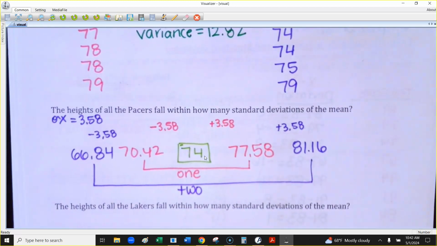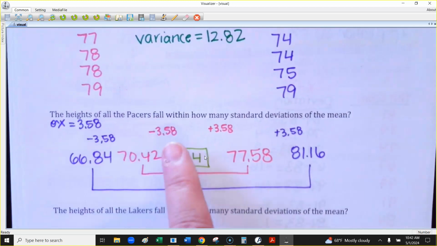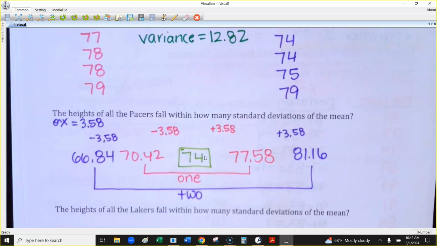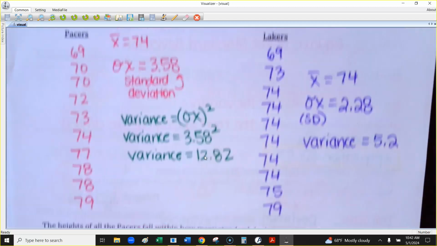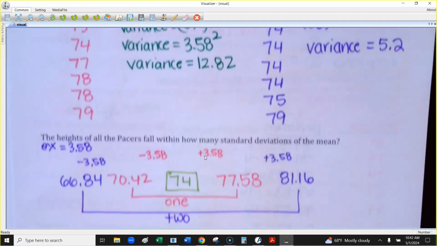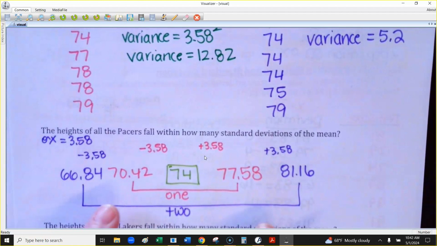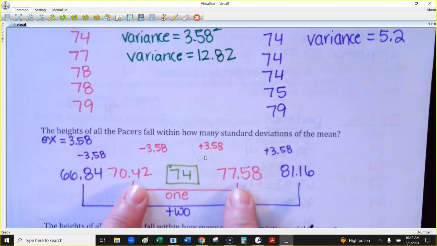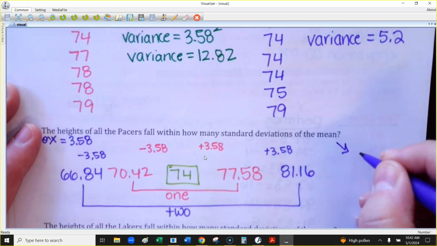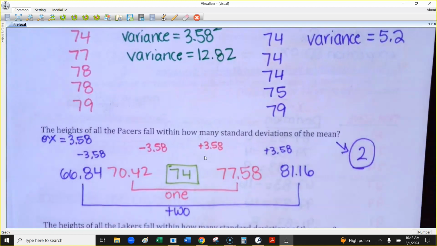So let me go up. It says the heights of all the Pacers fall within how many standard deviations of the mean. If I go back up to that graph, the shortest person 69 inches, the tallest person 79 inches. Do I have everybody covered within one standard deviation? No. Do I have everybody covered within two? Yes. Okay, so within how many? This would be two. You have to go out two standard deviations to cover all the people on the team.